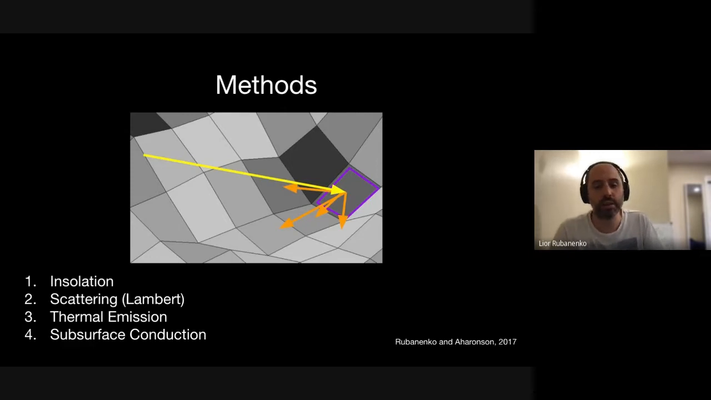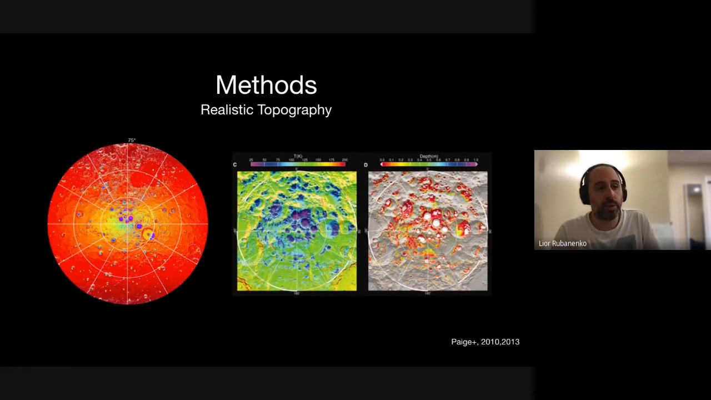Now, to better constrain both the destruction mechanisms and the accumulation, we should know the temperature of the surface. That's very important. The way to do that, like I've shown before, is to sum the contribution of all the different factors that can heat the surface: insolation, scattering from walls around the shadow, thermal emission, and of course subsurface conduction, which is actually more important in those colder regions.